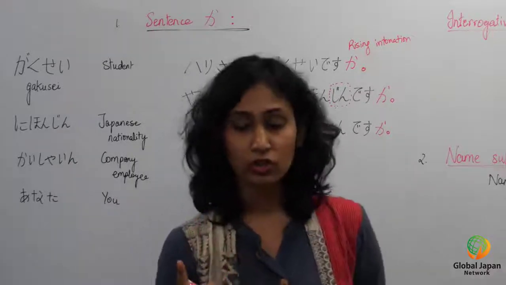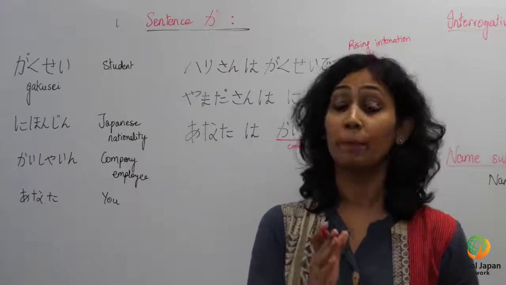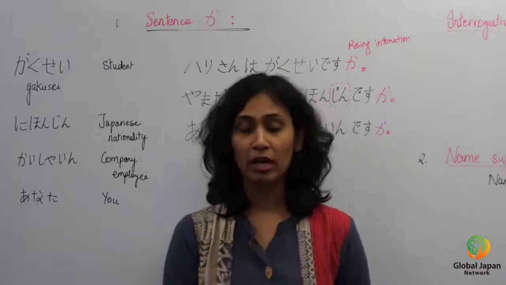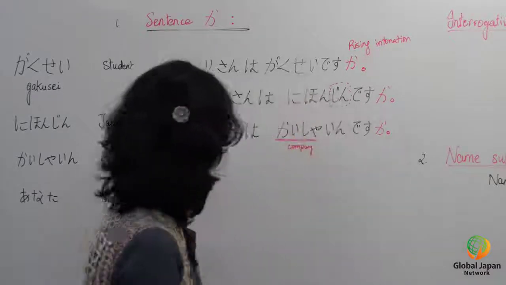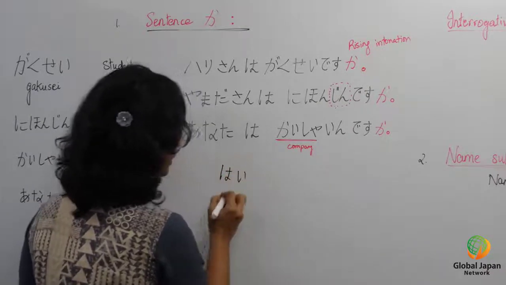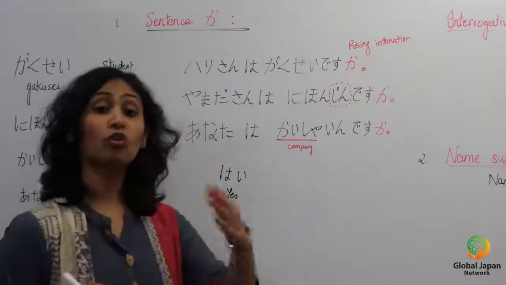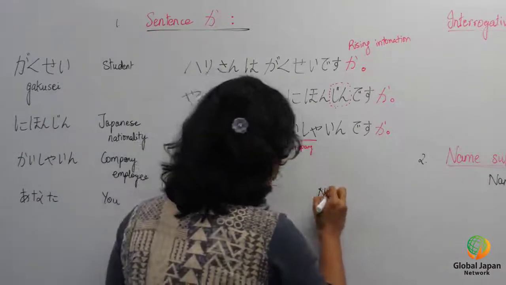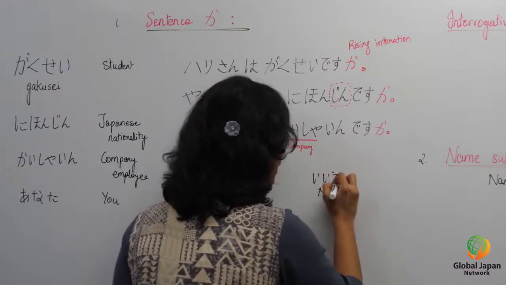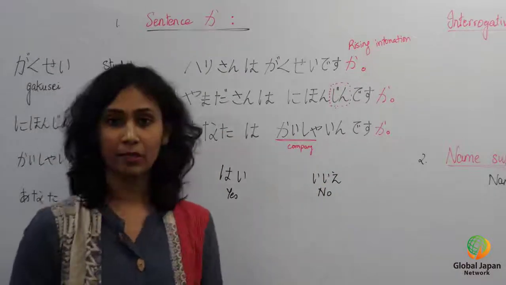Questions of this type are to check whether a statement is correct or not. So depending on your response, whether you agree to the statement or you don't, your answer will begin with hai. If you are telling yes, that is you are agreeing to the statement. If you don't agree to the statement, that is you want to tell no, then the word is iie. Iie, no. There is another word, chigaimasu also.